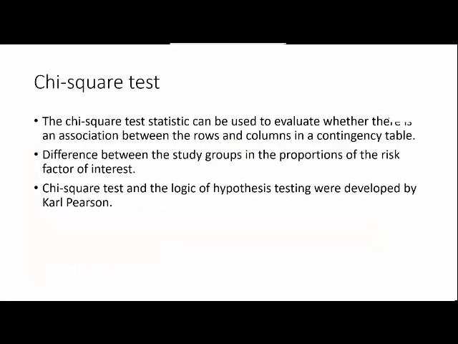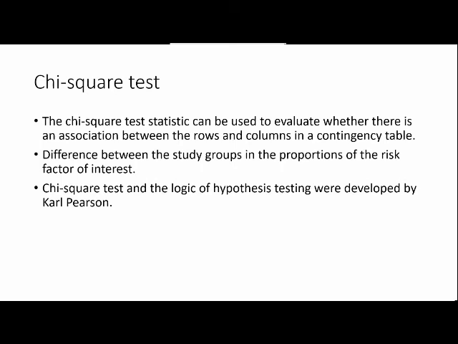So one more test we can see is the chi-square test. It is commonly seen in categorical data, where we can use it to evaluate whether there is an association between the rows and columns in a contingency table. It's very difficult to calculate directly, but it's available online to calculate chi-square. And we see the difference between the study groups in the proportions of the risk factor of interest.